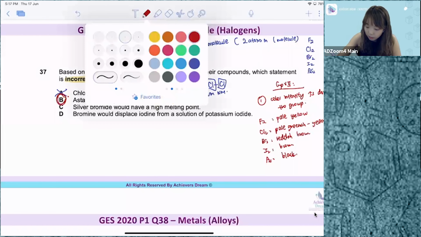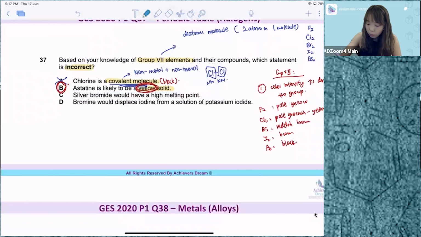Then for option C, silver bromide would have a high melting point. This is linked to chemical bonding. Silver bromide, AgBr, is a metal plus non-metal combination, and it forms an ionic compound. So silver bromide is ionic.